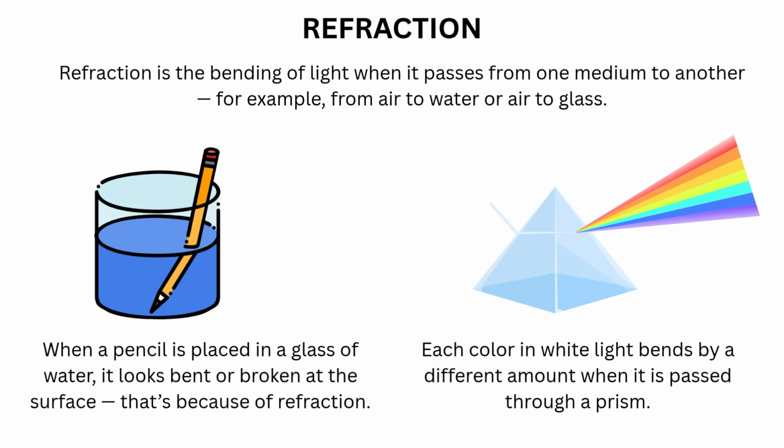Refraction. Refraction is the bending of light when it passes from one medium to another, for example, from air to water or air to glass. When a pencil is placed in a glass of water, it looks bent or broken at the surface. That's because of refraction. Another example is the bending of colors in white light when it is passed through a prism.